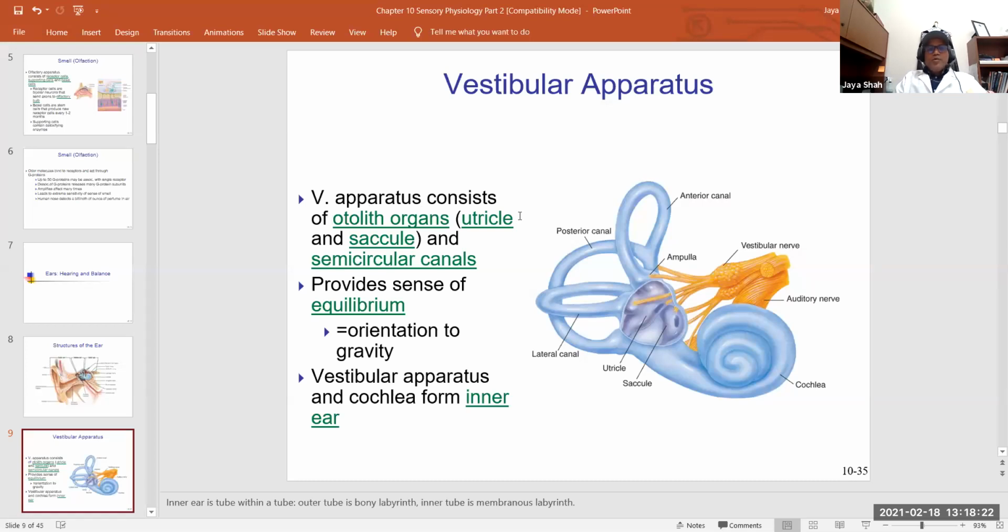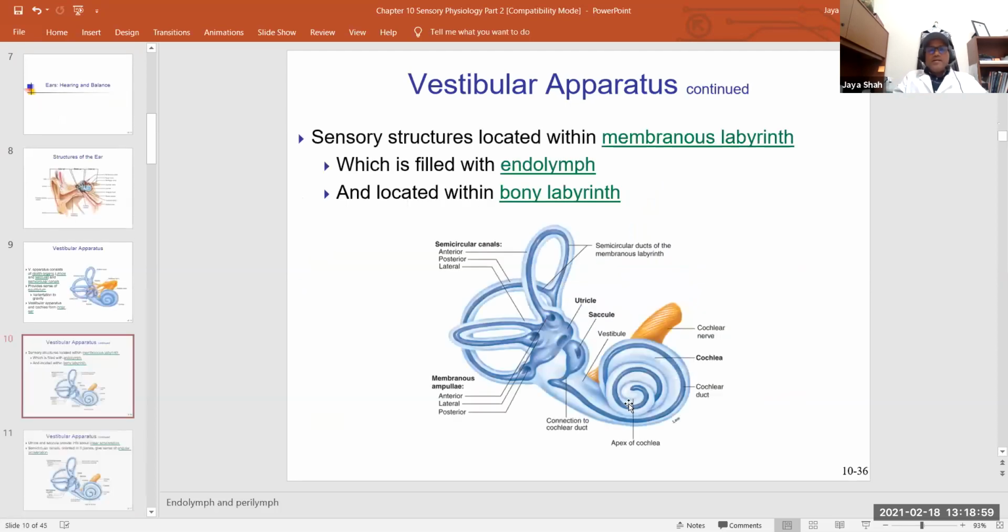Okay, so the vestibular apparatus consists of otolith organs. Otolith organs are these two structures, that is the vestibule, which contains utricle and saccule, and the semicircular canals, three semicircular canals: anterior, posterior, and lateral. These structures provide the sense of equilibrium, orientation to gravity, whether you are going up or down, or front or back. Okay. The vestibular apparatus and cochlea form the inner ear. So you combine all of them, they are the inner ear.